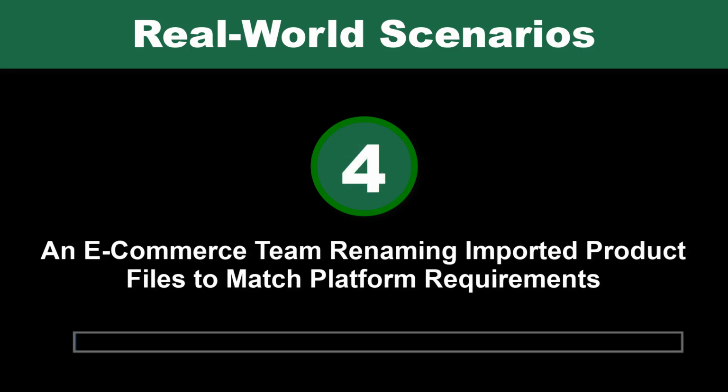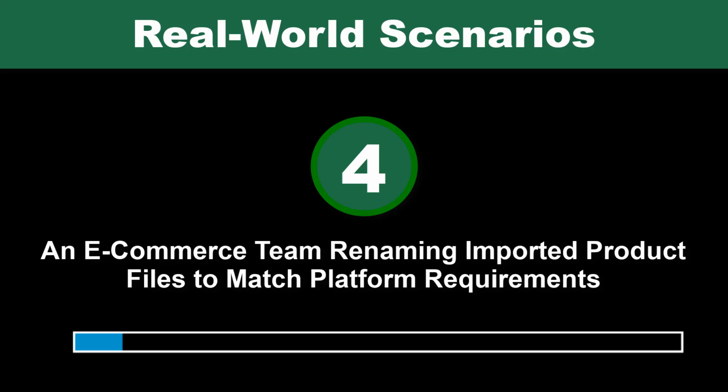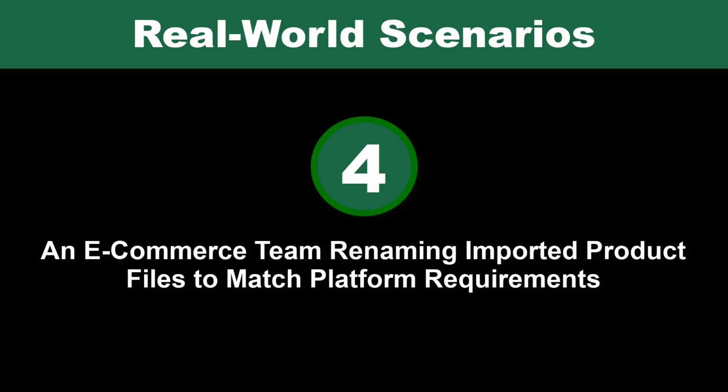An e-commerce team renaming imported product files to match platform requirements. An e-commerce team imported product images from a supplier. The files arrived with the supplier's internal naming system, but the platform required a specific format for images to associate correctly with product listings. Manually renaming 800 files to match the platform's expected format was not feasible. Bulk File Renamer, with the supplier names and platform required names organized in the Excel Product Master, renamed all 800 files at once. The platform import matched perfectly on the first attempt.